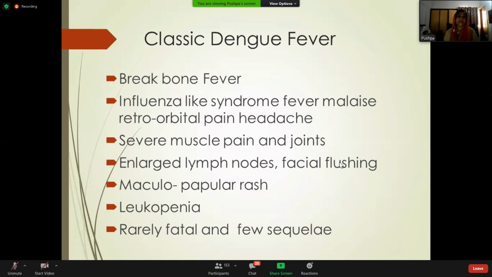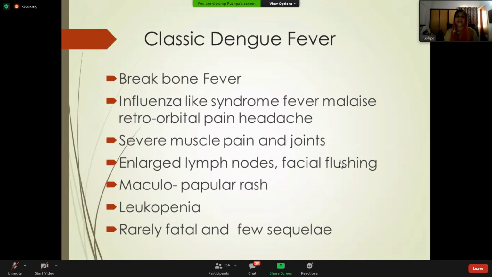There is fever, malaise, retroorbital pain, and headache. What is retroorbital? That is the pain behind your eye. There's headache, and then retroorbital is behind your eyes. Severe muscle pain and joint pain, enlarged lymph node, facial flushing, maculopapular rash, leukopenia.